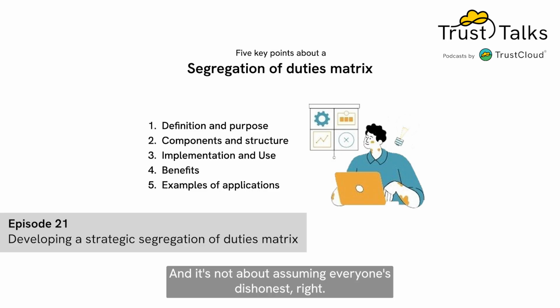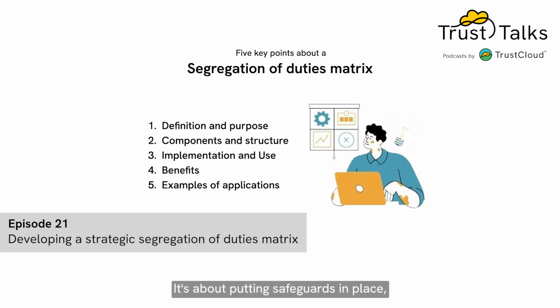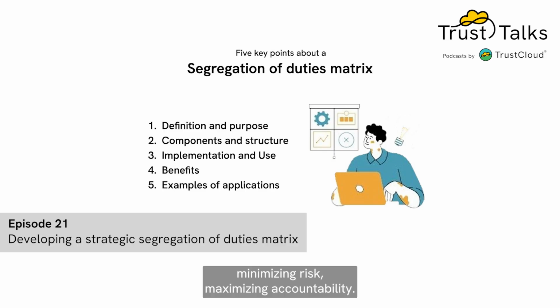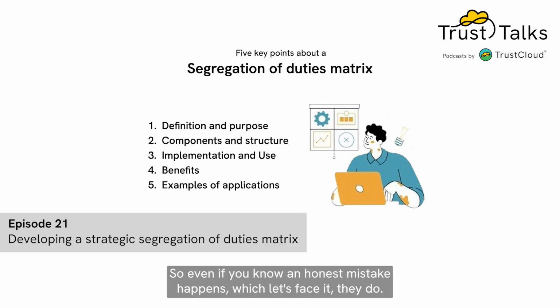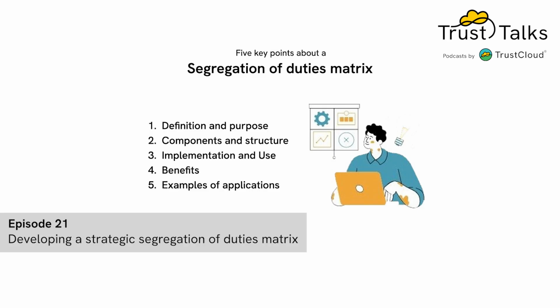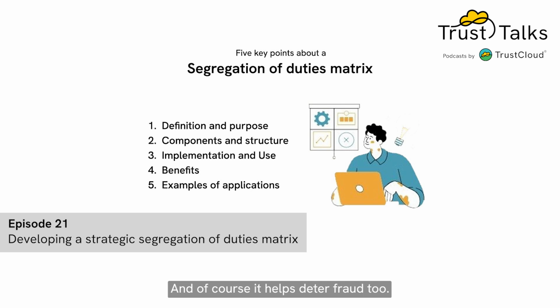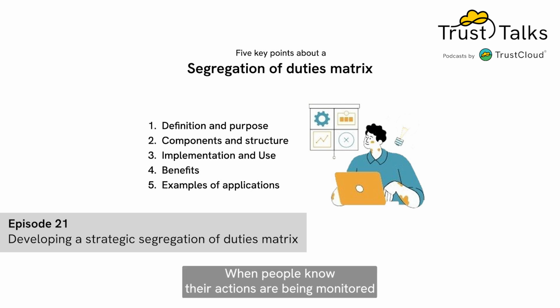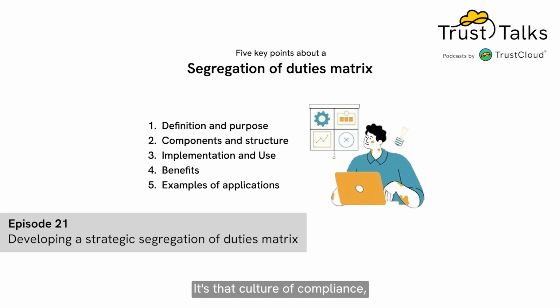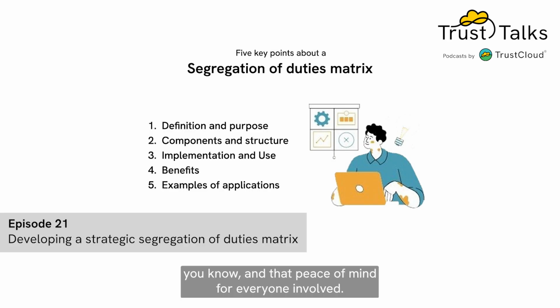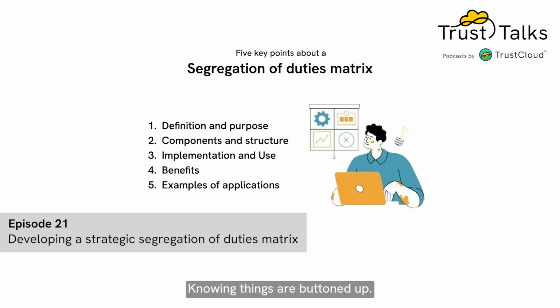And it's not about assuming everyone's dishonest. Right. It's about putting safeguards in place, minimizing risk, maximizing accountability. So even if an honest mistake happens, which, let's face it, they do. They happen all the time. You've got that safety net built in. And of course, it helps deter fraud too. When people know their actions are being monitored as part of a larger system, they're less likely to try anything shady. Exactly. It's that culture of compliance, and that peace of mind for everyone involved, knowing things are buttoned up.